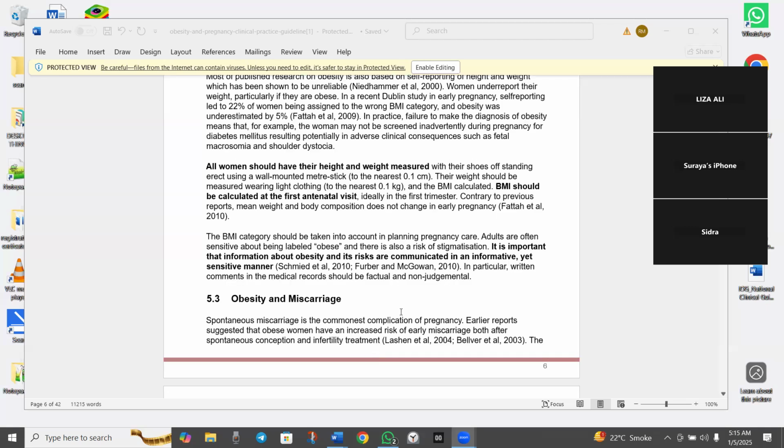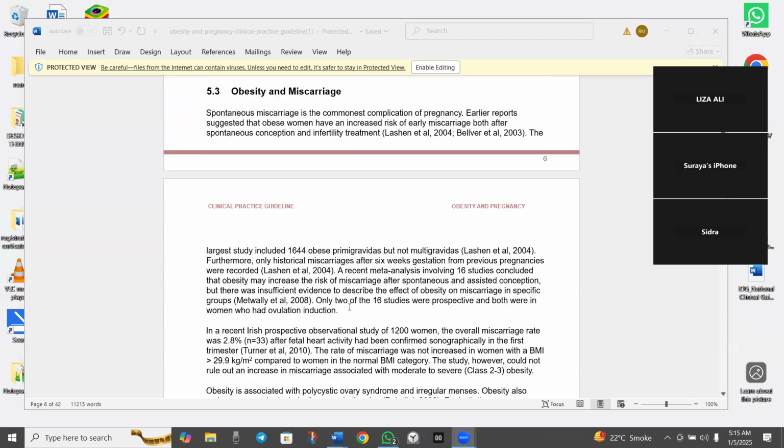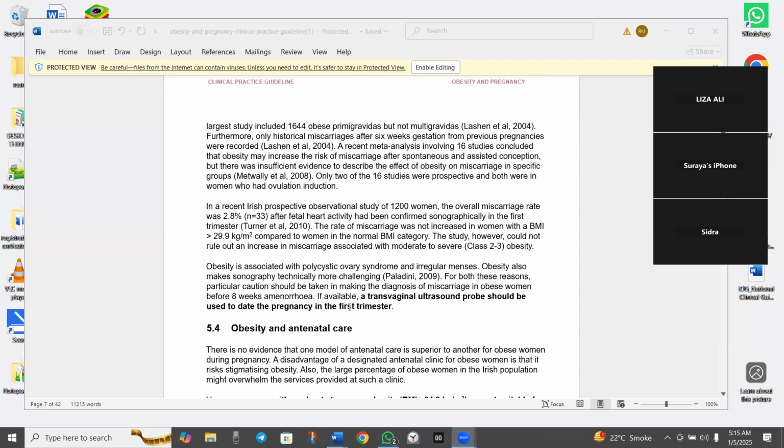So now, what are the complications for the baby? The fetus can have an increased risk of spontaneous miscarriage. This is the one point. Okay, we have done it. And then for this we have to use the TBS. TBS is the best which we get from her. So how will we follow her antenatally?